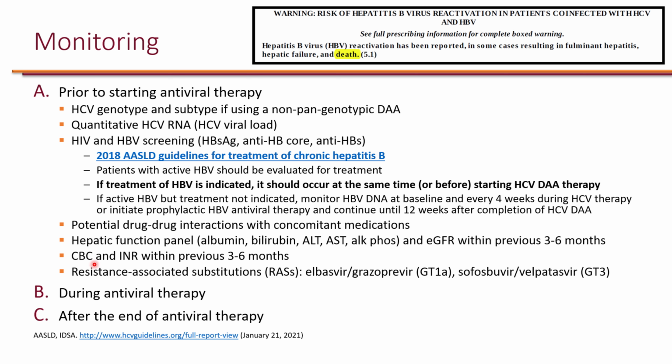We also need to check CBC and INR in the previous 3 to 6 months. And depending on the regimen that we are about to start, we may need to get a baseline RAS, or resistance associated substitution. And specifically, if we're using elbasvir, grazoprevir for genotype 1A, or if we're using sofosbuvir, velpatasvir for genotype 3, we need to get the baseline RAS before we initiate treatment. Otherwise, if we're using anything else, then this RAS is unnecessary.